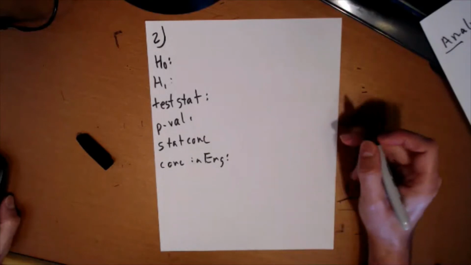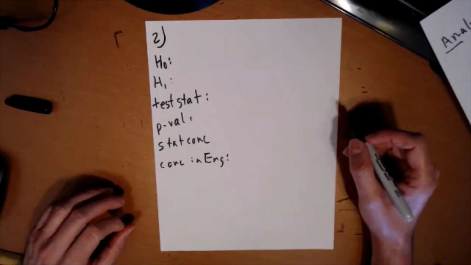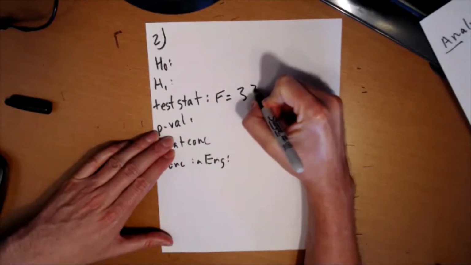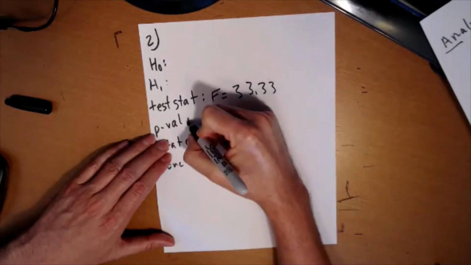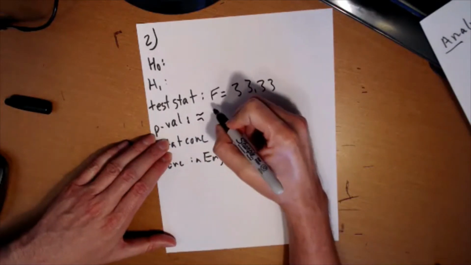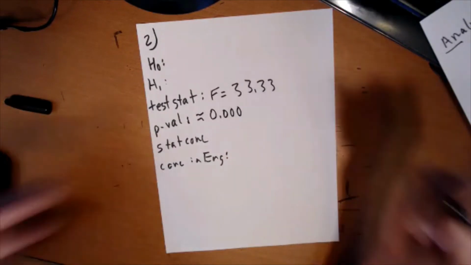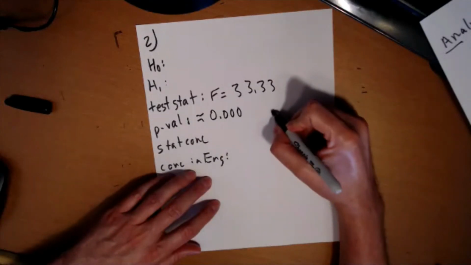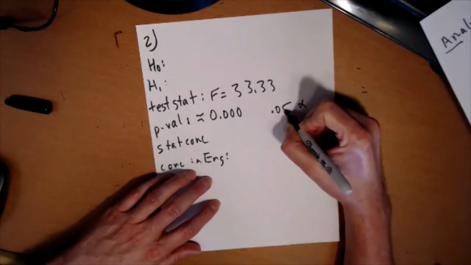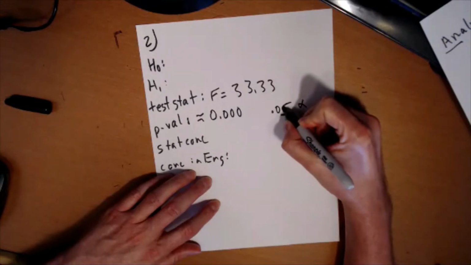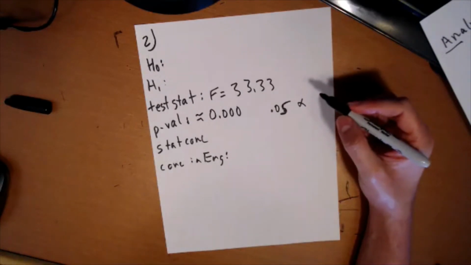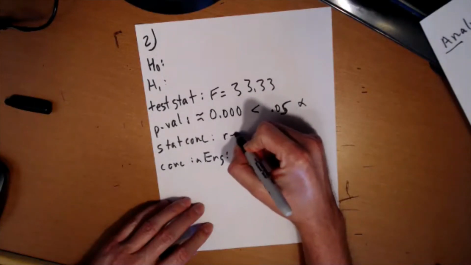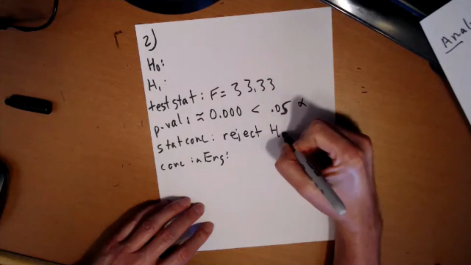So from the Daniel Soper website, that ANOVA calculator, we got a test stat of F equal to 33.333 repeating and a p-value of approximately 0. And then in this problem, our alpha is 0.05. Alpha of 0.05, that's my alpha. So my p-value is less than my alpha. If p-value is less than alpha, that means we need to reject the null.